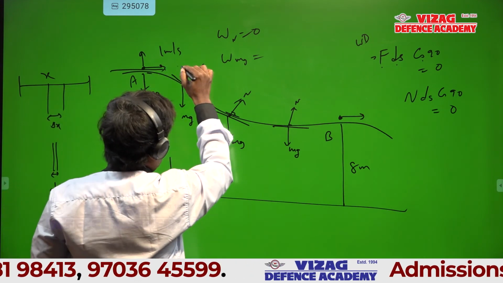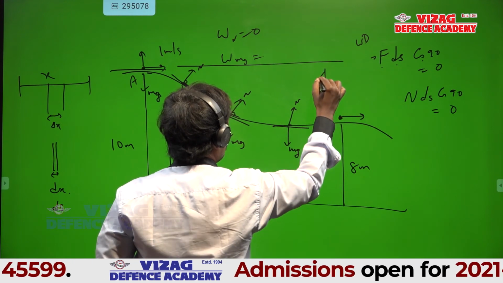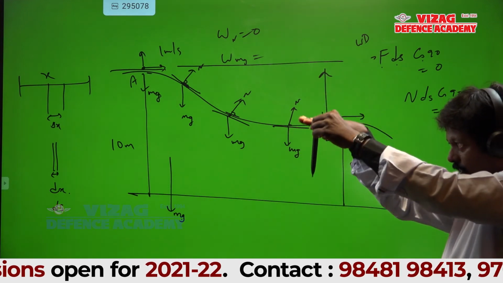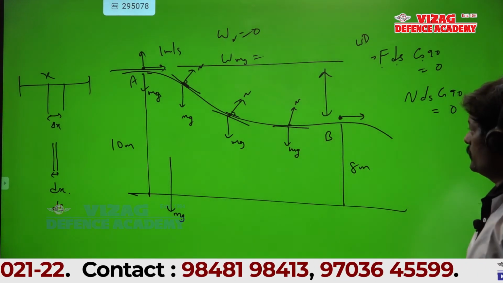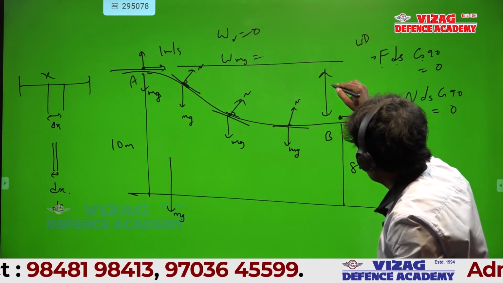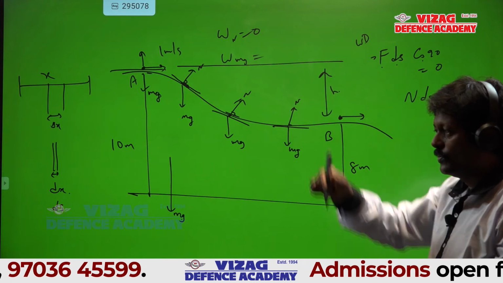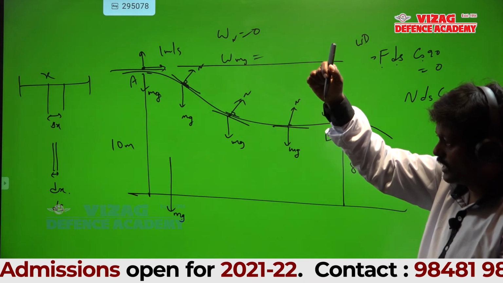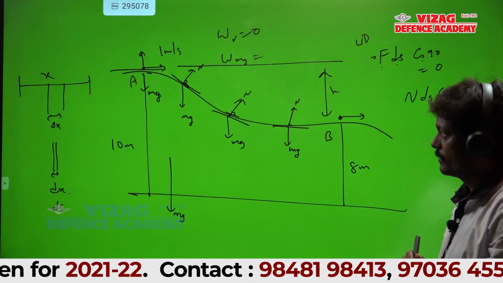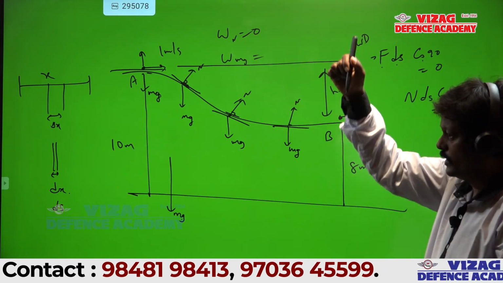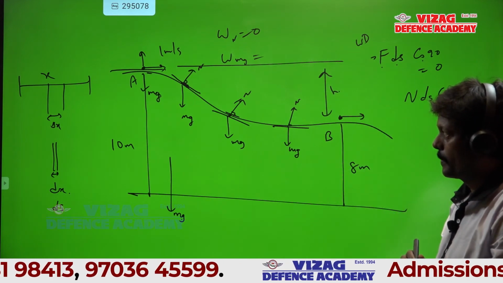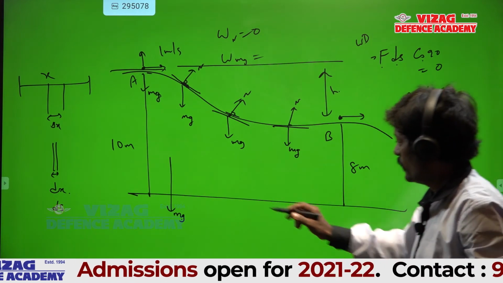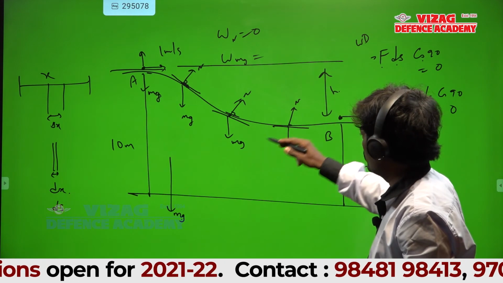How much distance has it come down vertically? Can you tell me? Vertically down, how much has it come down? 2 meter. That is h. So mg is down. Vertical distance is h. What is the angle between mg and h? 0. So F s cos 0. F s, so mg, s is h, mg h.